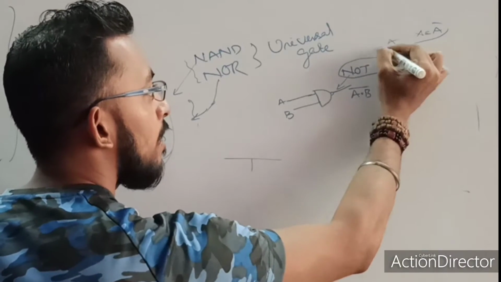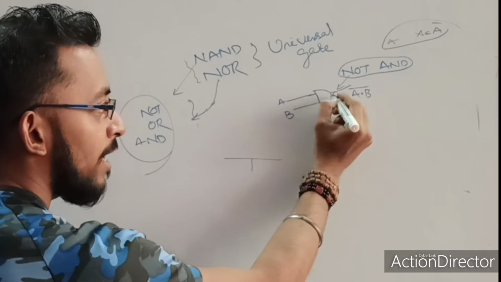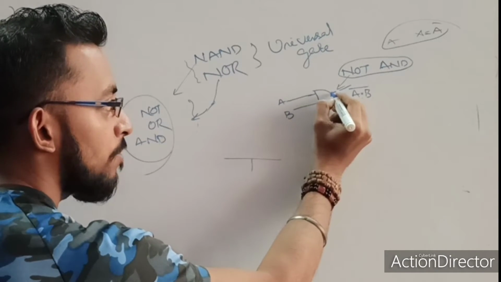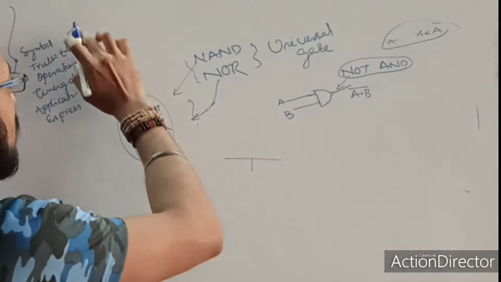It is nothing but A bar. Similarly, whatever the inputs A, B, the output of this AND gate will become A dot B, and applying this bubble means it will give me the value A dot B bar. So this is the symbol representation of this NAND gate.